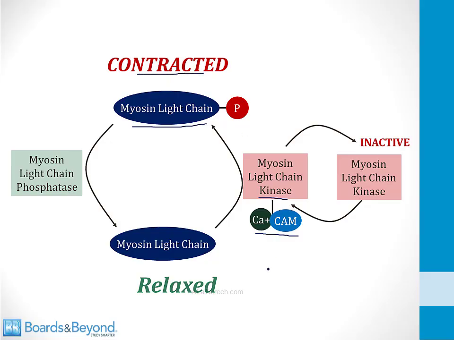When there isn't much calcium around, then myosin light chain kinase is less active and there's less contraction. And remember, calmodulin is ubiquitous, so it's always present. So what this means is that the big picture is the more calcium you put into a smooth muscle cell, the more contraction you will get.